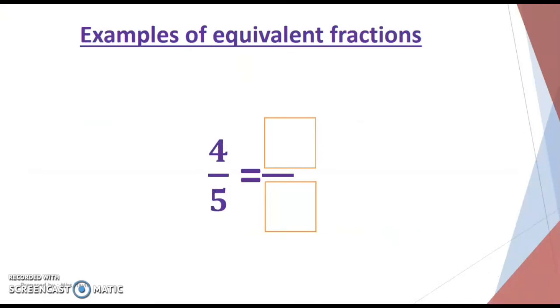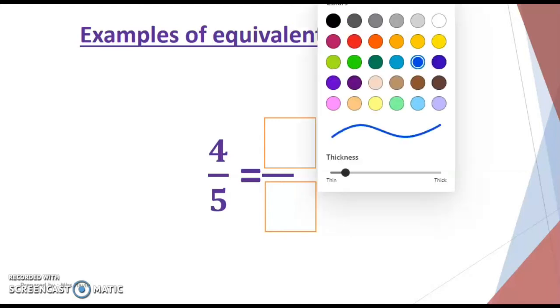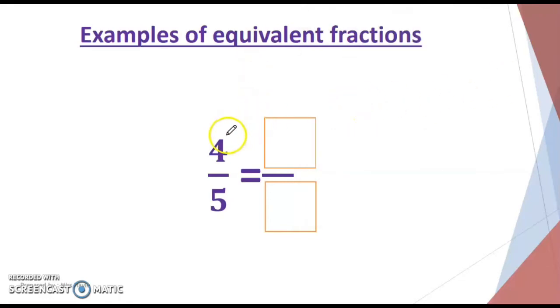So first, whatever you do to the numerator, you are going to do the same thing to the denominator. Say, for example, we choose a specific number. I am going to choose the number 2. So I am going to multiply my numerator by 2 and I'm going to multiply my denominator by 2. So 2 times 4 is 8 and 2 times 5 is 10.